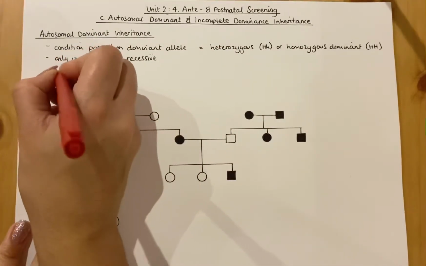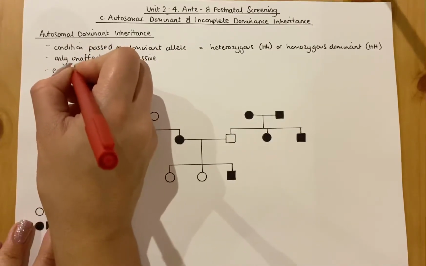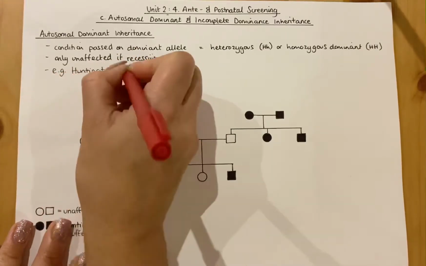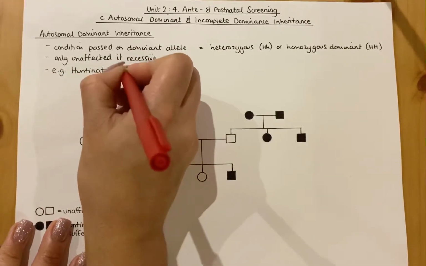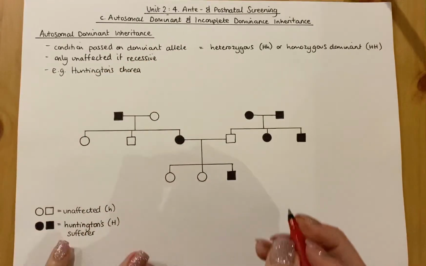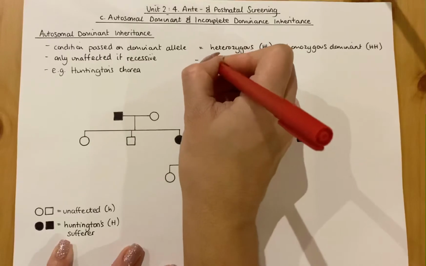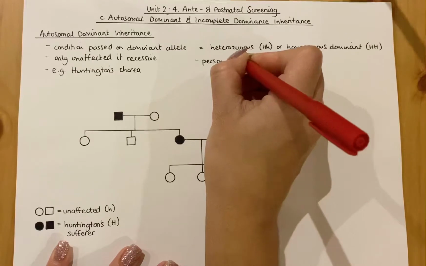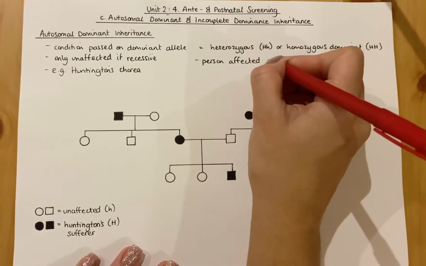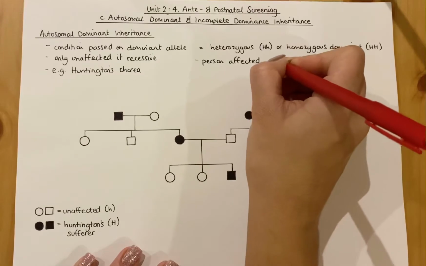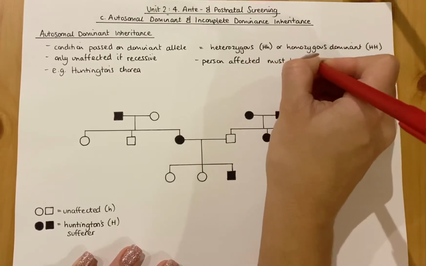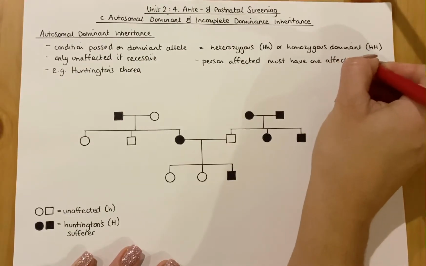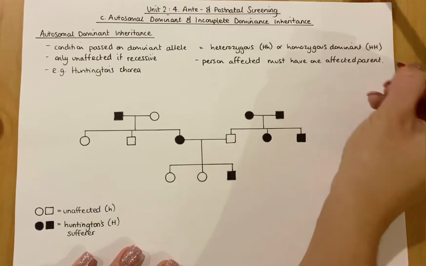So an example of a disease that would be carried by this type of inheritance would be Huntington's. Full name would be Huntington's chorea. Now, a person that's affected must have had at least one affected parent, because if they didn't, then the parents must have been recessive and they would never have been passed that gene. So a person affected must have one affected parent, and that's at least. It could be both, but we must have at least one.